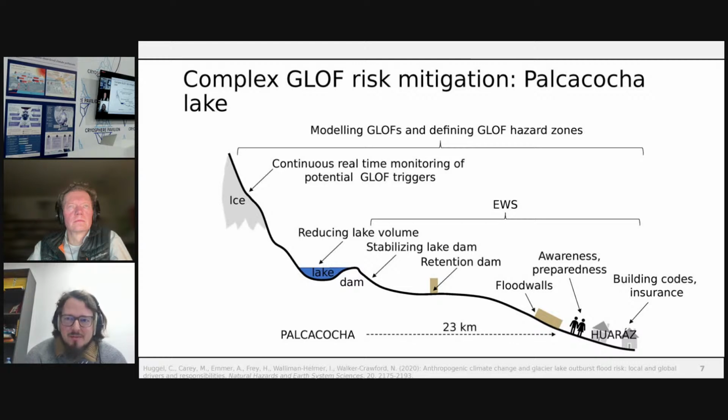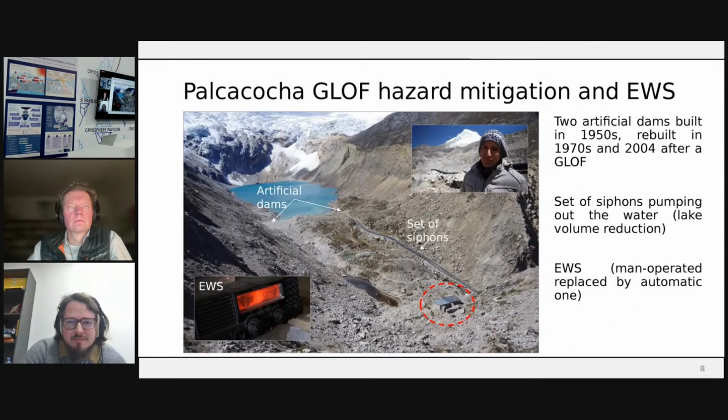Here I have one example of Lake Palcacocha and the complex flood risk mitigation project. So those are all different types of measures that either are in place or are planned to be implemented. So what's the situation there? If you look at the lake, you see two artificial dams that were built in the 1950s. They've been damaged several times by the earthquake in 1970 and then by the flood in 2003, so they've been rebuilt. You can also see a set of siphons.